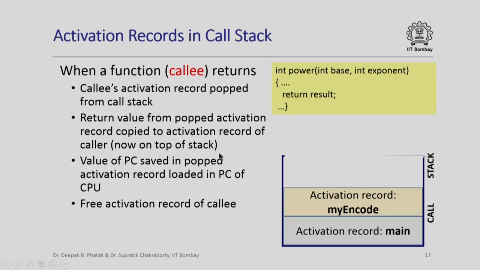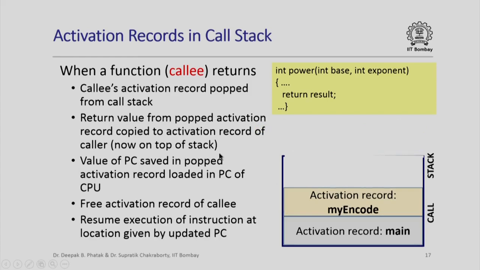The activation record of the callee will then be freed up, and execution will resume exactly at the location given by this updated value of the PC, that is the instruction in myencode where power was called.